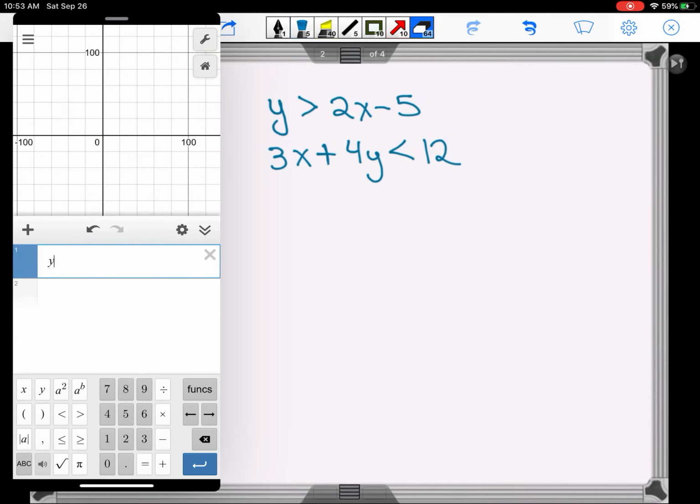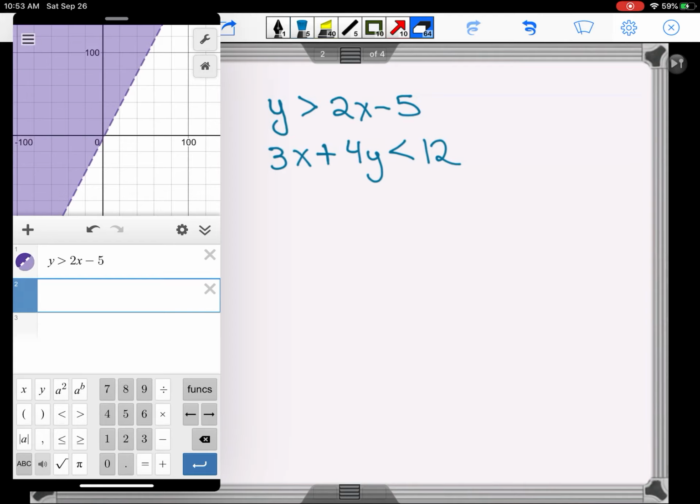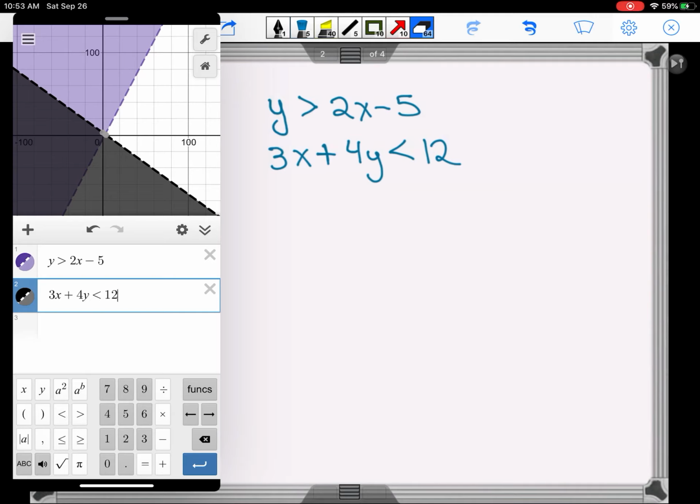Here I have y is greater than 2x minus 5. Again, we have a dashed line because that is a greater than symbol, not a greater than or equal to. Had it been greater than or equal to, it would be a solid line. And that purple region is all the points that satisfy that one inequality. Now I'm going to type in my second inequality. Is less than 12. It used a dashed line because that is less than, not less than or equal to.